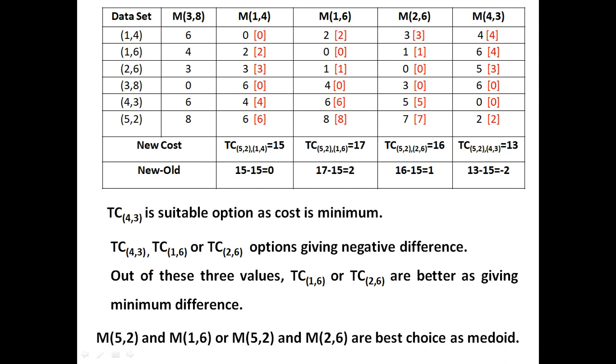But if we compare with the previous step, we also got two negative choices, that is (1, 6) and (2, 6). So if we compare TC (4, 3), TC (1, 6) and TC (2, 6), (1, 6) and (2, 6) are better choices because they give the negative minimum value. So which is the better option: we keep M (5, 2) and M (1, 6), or M (5, 2) and M (2, 6), because both (1, 6) and (2, 6) have the minimum value. So we can combine them as medoids: either one medoid is (5, 2) and the second medoid is (1, 6), or one medoid is (5, 2) and the second medoid is (2, 6); these are the best choices as medoids.